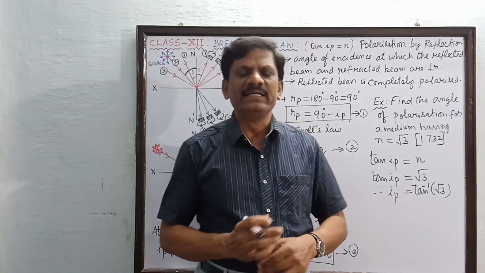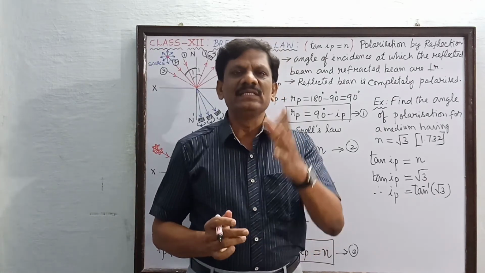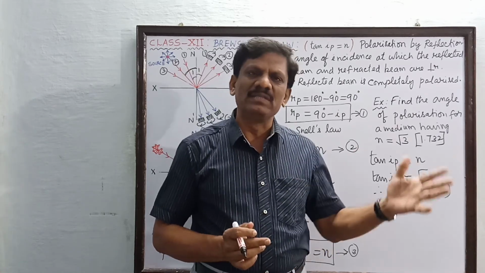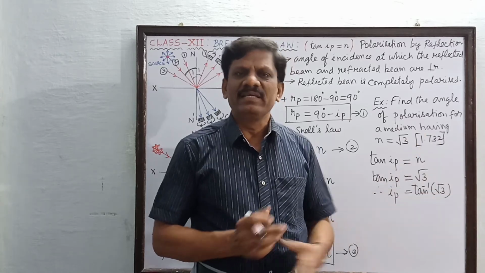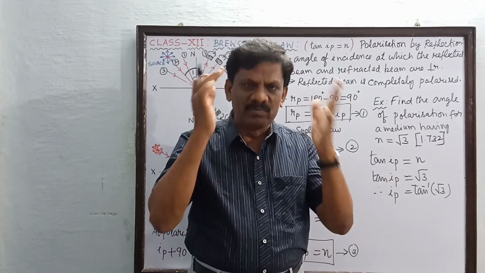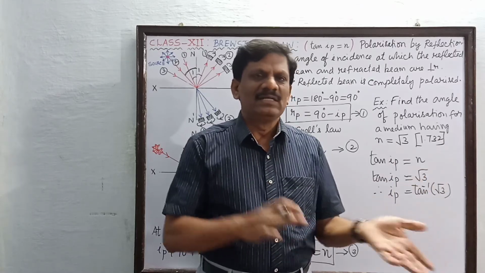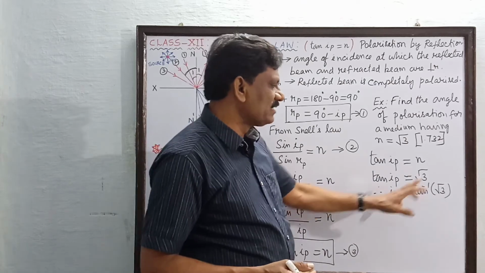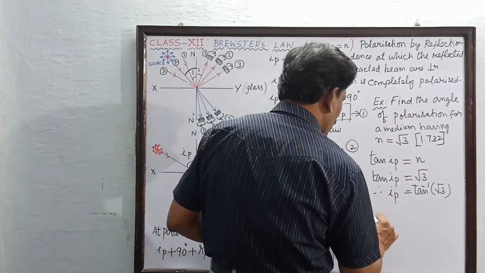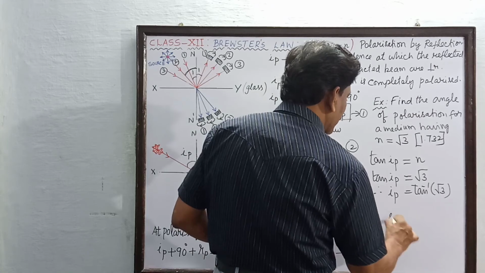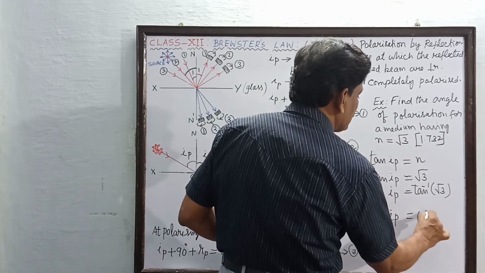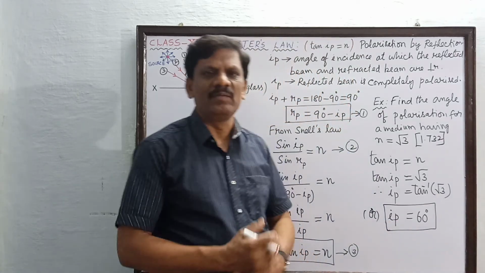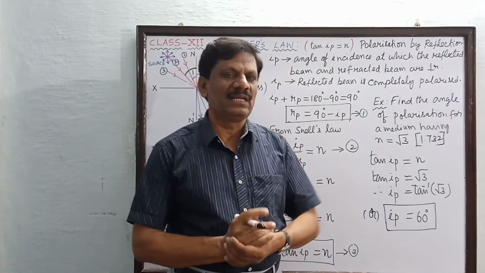So we have studied tan 0 is 0, tan 30 is 1 by root 3, tan 45 is 1 and tan 60 is root 3. Tan 90 is infinity. Like that we have studied. So you have to remember those values. So for which angle the tangent value becomes root 3? It is 60 degree. Therefore IP is tan inverse of root 3, or IP is equal to 60 degree. This is how to solve the numerical problems using Brewster's law.